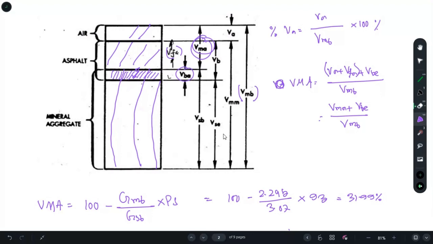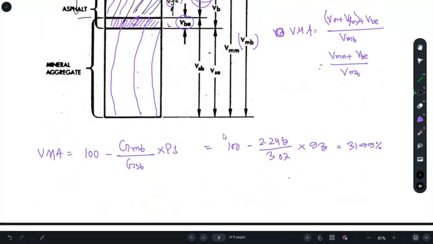Now we will find out void filled with asphalt. So our void is this portion, which is void of air. Except aggregate like this, these are my voids, and out of these voids, you have asphalt in these portions. So if you divide the asphalt portion of your voids, in the denominator you will have the total voids.